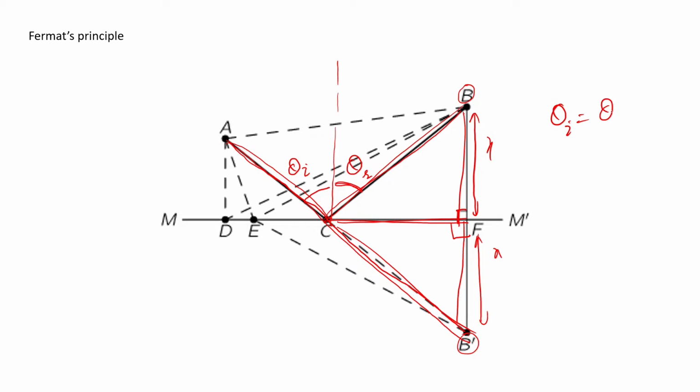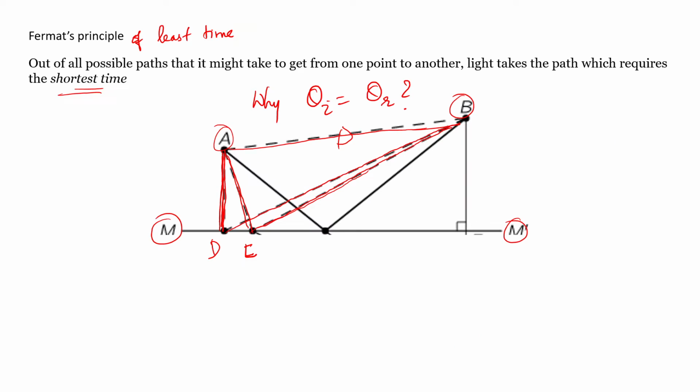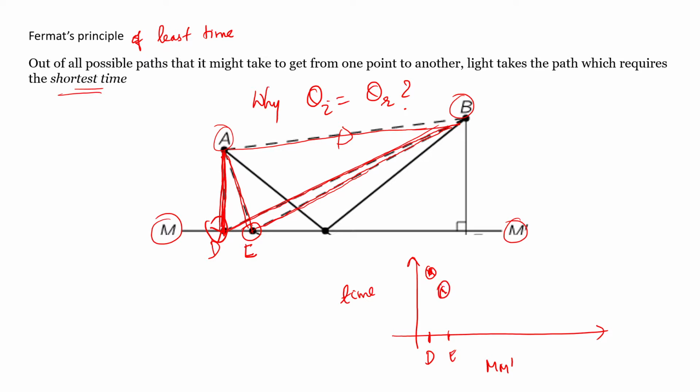So least time, theta I is equal to theta R. In another way, if you go back to this, we can plot a graph where we have the amount of time it takes and where we are striking the mirror MM'. If I strike the mirror MM' at point D to begin with and go to B, it takes a long time. So if I strike the mirror at point D, time taken is somewhere here. If I strike the mirror at E, I take a little lower time. So my time is here. And so on and so forth.